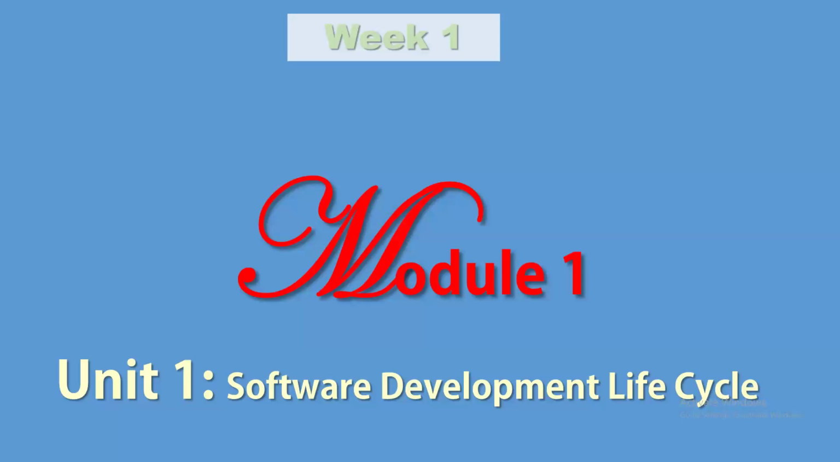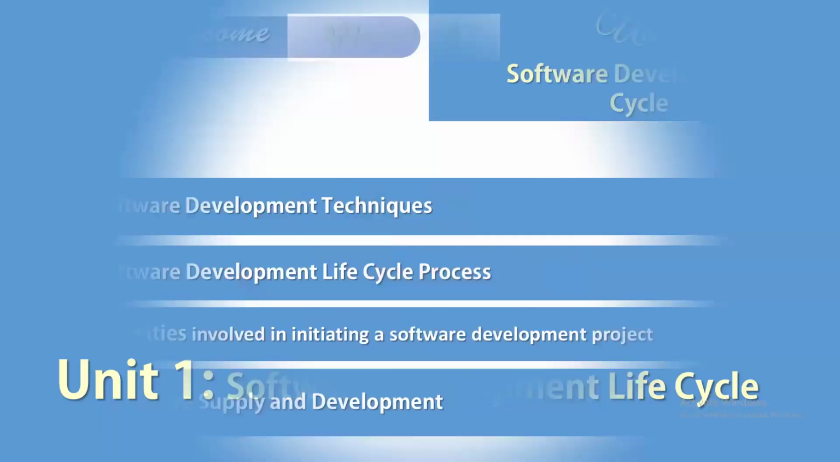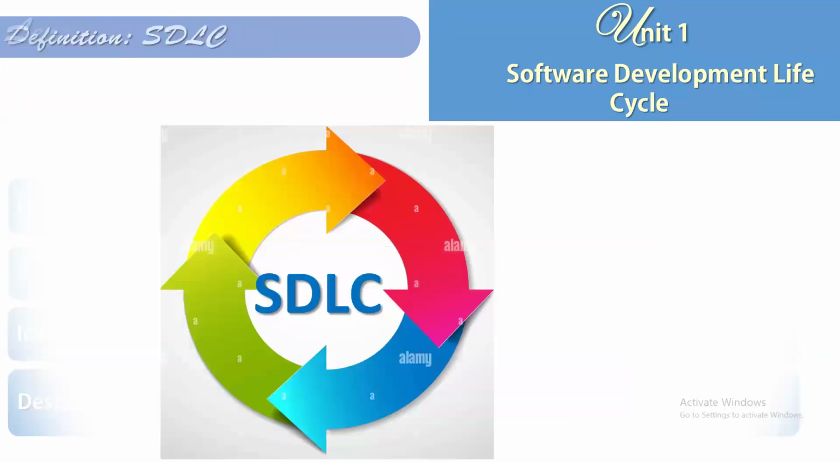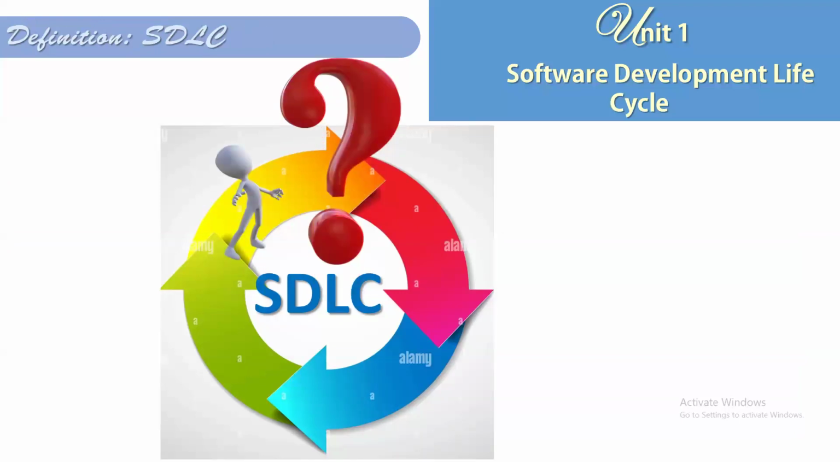Now, this week we're looking at Module 1, and under Module 1, we're looking at Unit 1, which is Software Development Life Cycle. The learning outcome is for us to be able to discuss software development techniques, explain the software development cycle, identify activities involved in initiating a software development project, and describe software supply and development. Right, so we're talking about the software development life cycle. Now, what is the software development life cycle?